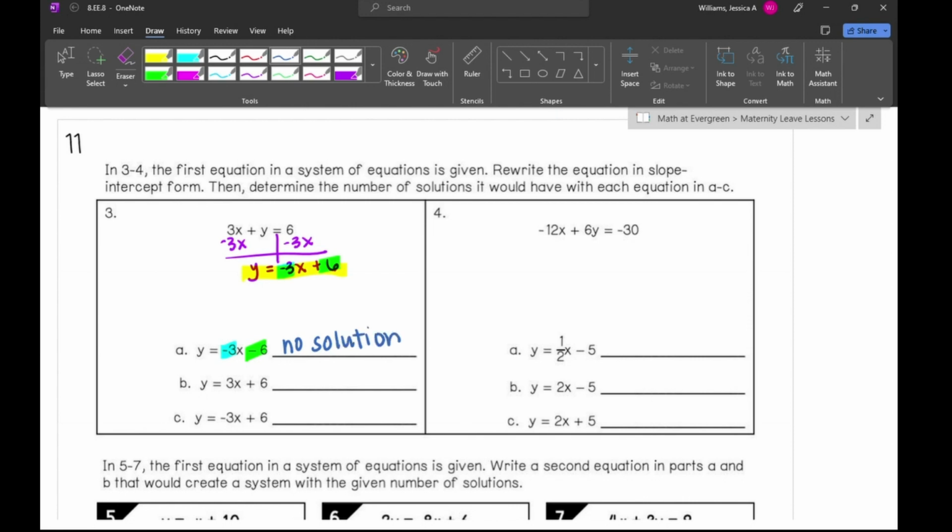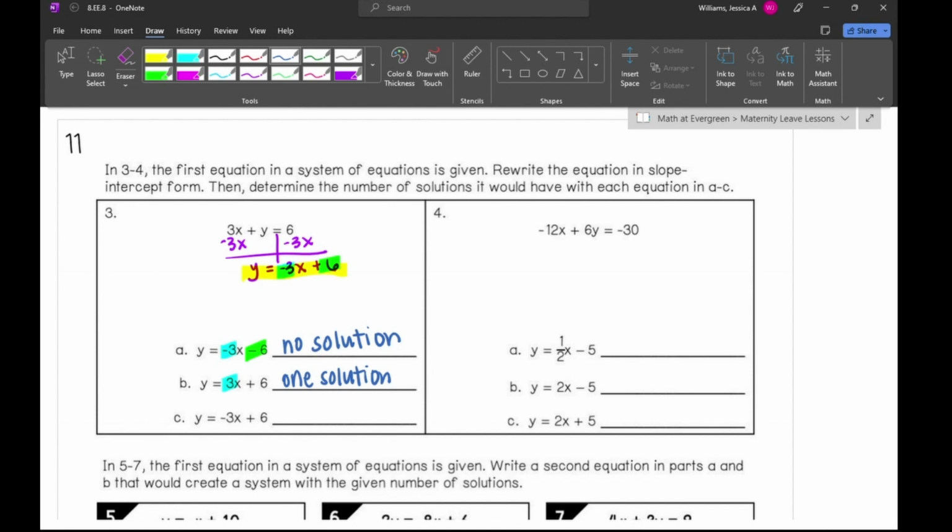Okay, the next one, first thing we do is we look at that slope. Are they the same? Negative 3 and 3. Are they the same? No, they are not. And so because they're not, we just stop there, and this is going to be one solution. So remember, if the slopes are different, it's one solution, period. And generally, you would then solve to figure out what that one solution is.